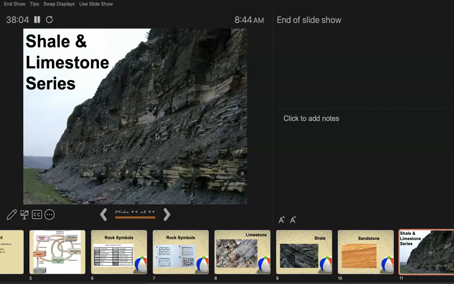So anywho, shale and limestone is a very common series and a very educational series as well. And like I said, we will talk about it when we get to another chapter here in geology.